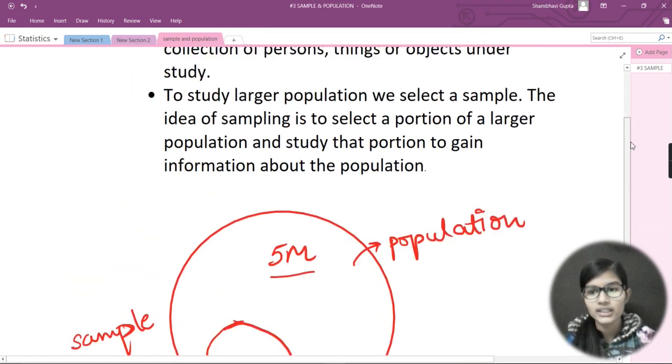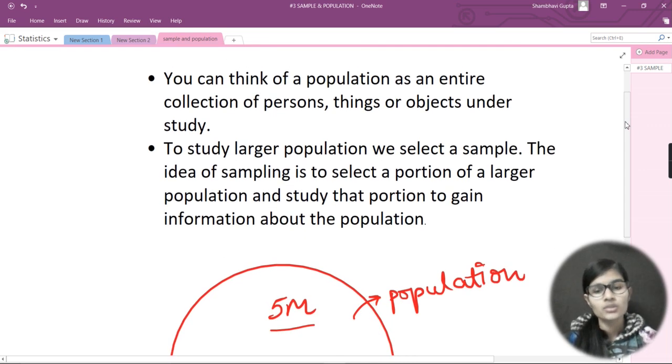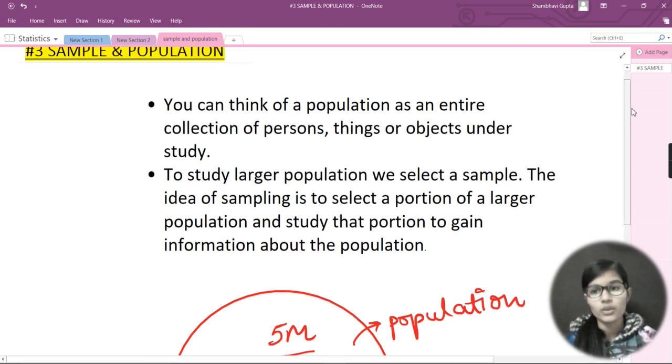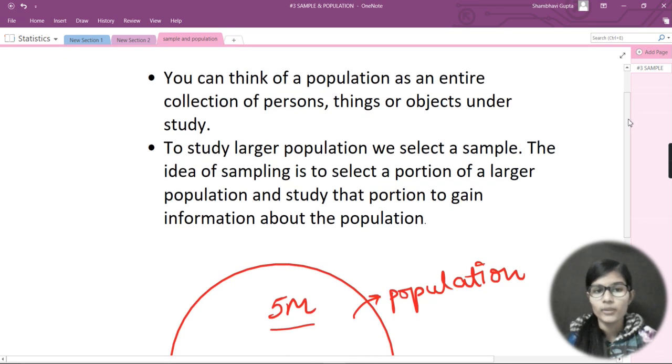Now, what is the main definition of population? I was going to take a survey for 5 million people, in which I wanted to test the average sleep duration of students from age 10 to 15. So you can think of a population as an entire collection of persons, things or objects under study. That is what I was telling you: I wanted a survey of 5 million people so that I can find the average sleep duration of students from age 10 to 15.